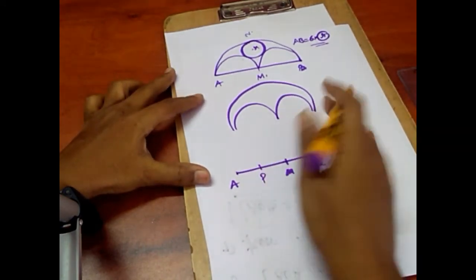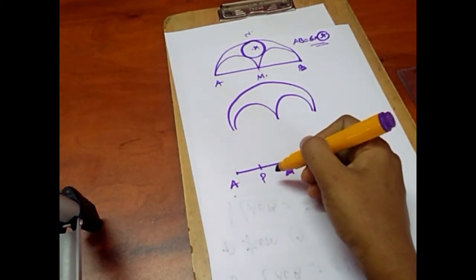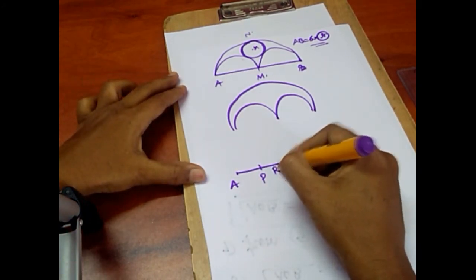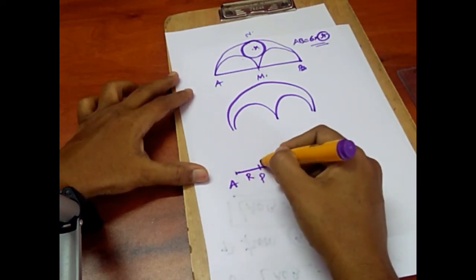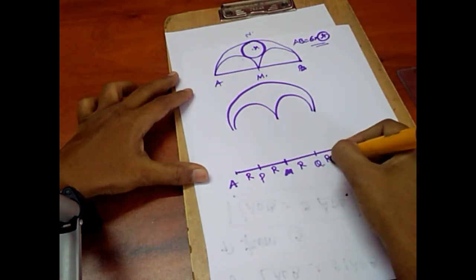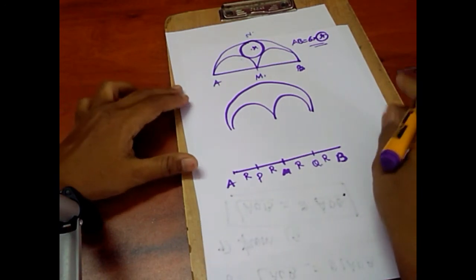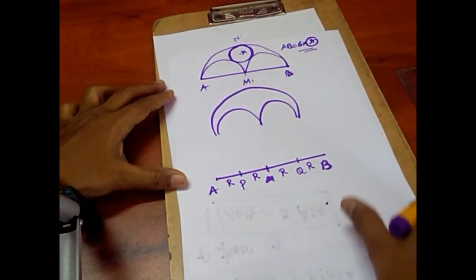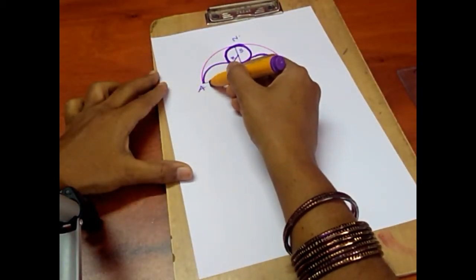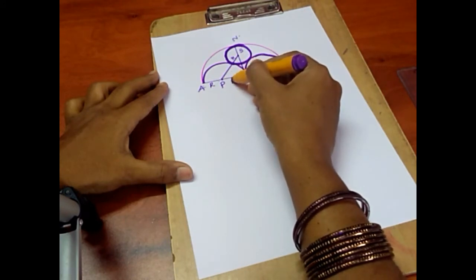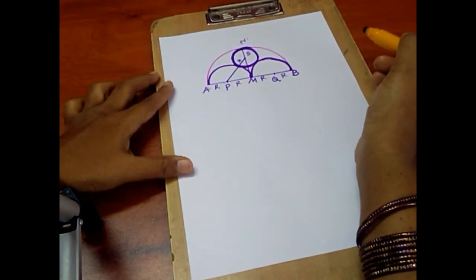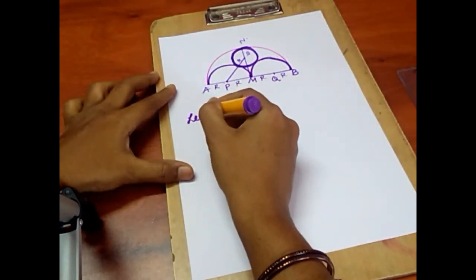Now, consider the radius of the semicircle drawn with AM as capital R. So now what happens? AP is equal to R, PM is equal to R, MQ is equal to R, QB is equal to R. Why? Because all are radii. Now come back to the diagram here. Let us write AP is capital R, PM is capital R, MQ is capital R, and QB is capital R. So let me define the same.